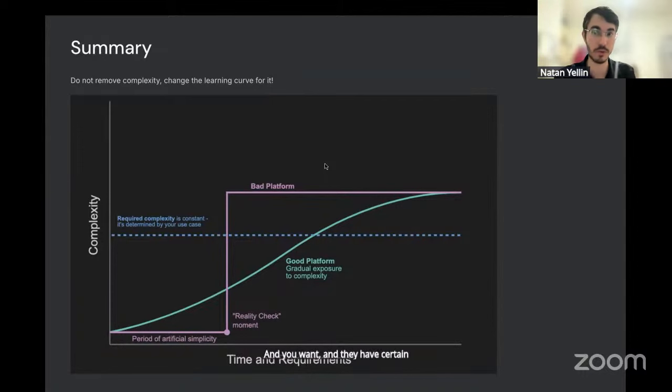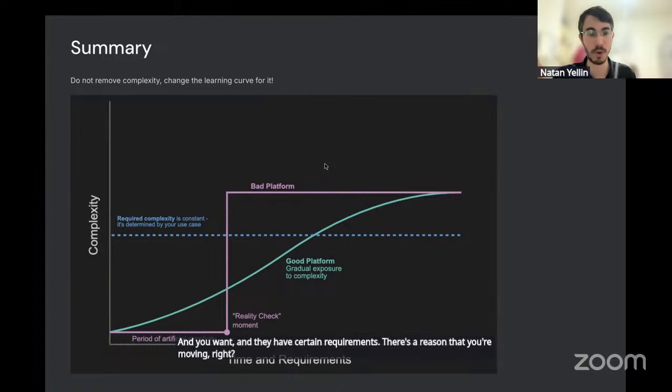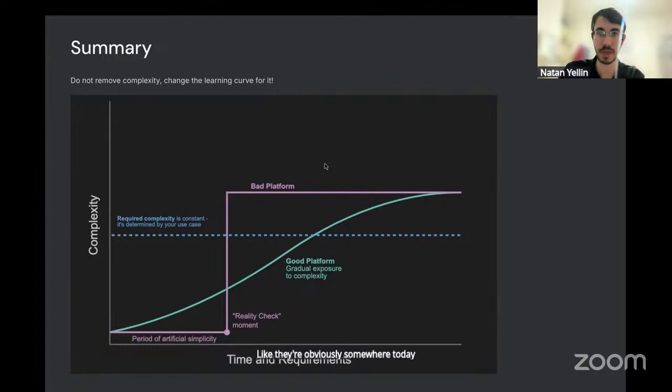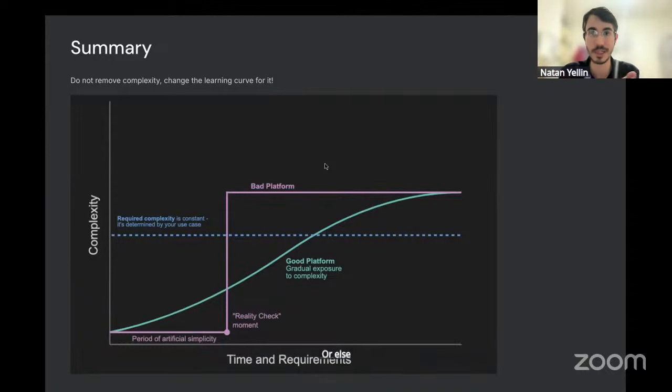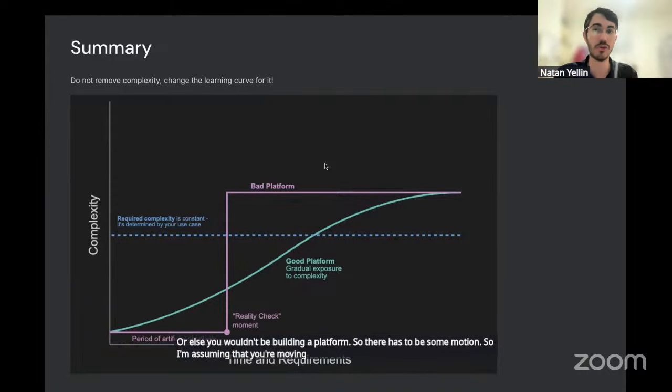There's a reason that you're moving, right? There always is a reason for motion. They're obviously somewhere today and you want to get them somewhere with the platform. There's something that you're going to do, or else you wouldn't be building a platform. So there has to be some motion. I'm assuming that you're moving those developers to Kubernetes, or you're trying to get new teams onto Kubernetes, or you're trying to help teams succeed at it more and not shoot themselves in the foot, for example.